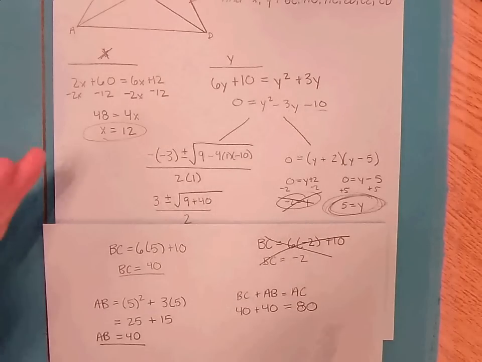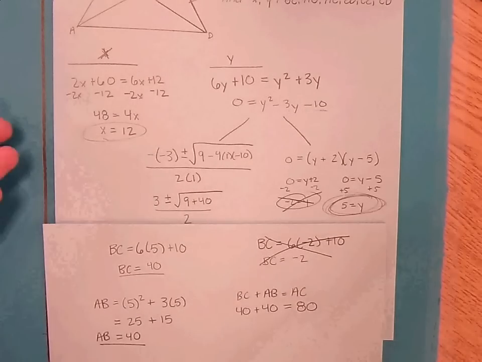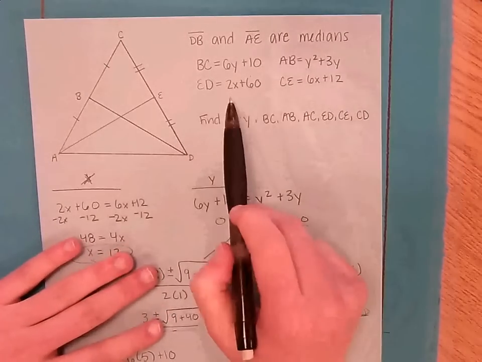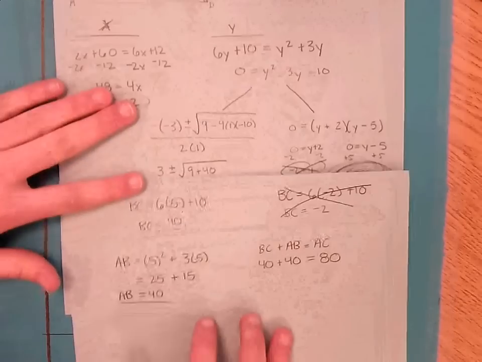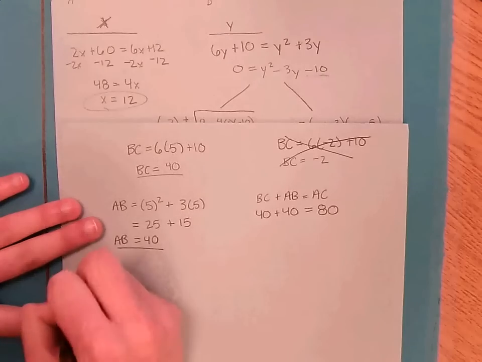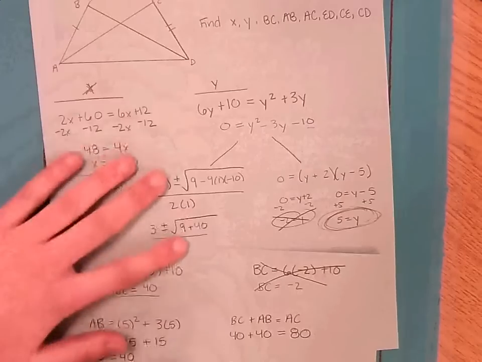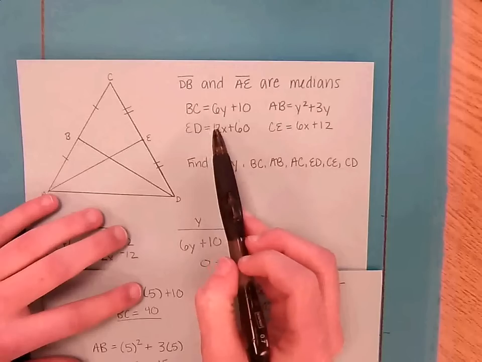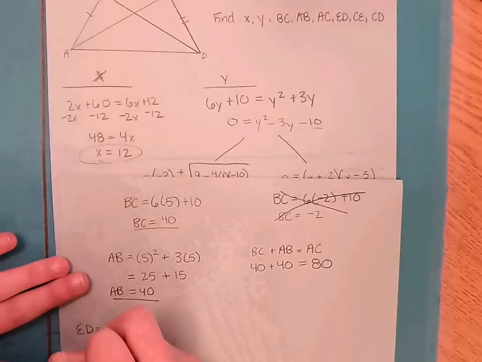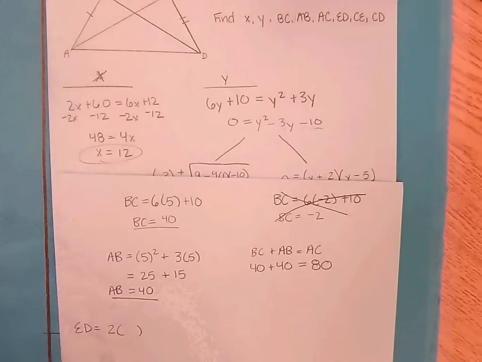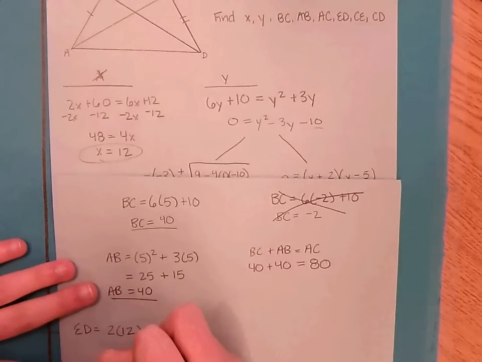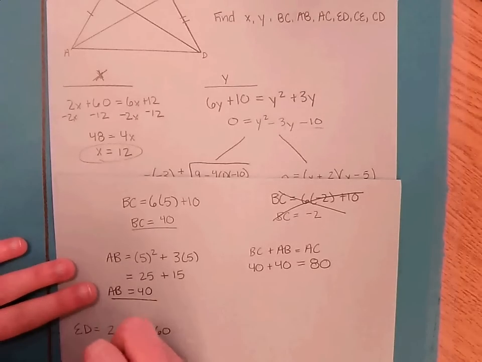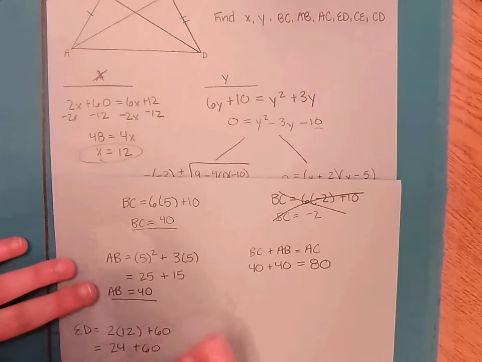So those three sides use the y value. We haven't used the x value yet, have we? No, because the x value is used in the other side. So now we're going to do those three. So we're going to start out with ED. And ED states up here that ED is 2x plus 60. So we have 2, and our x value that we found was 12. So 2 times 12 plus 60 equals 24 plus 60, which equals 84.